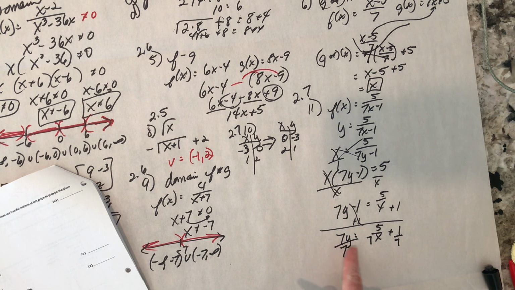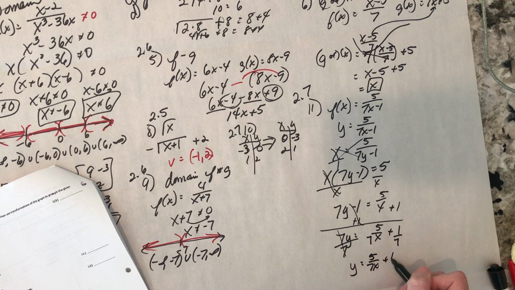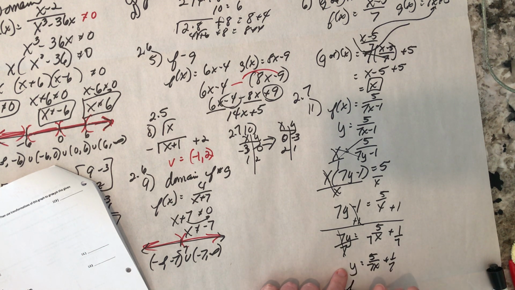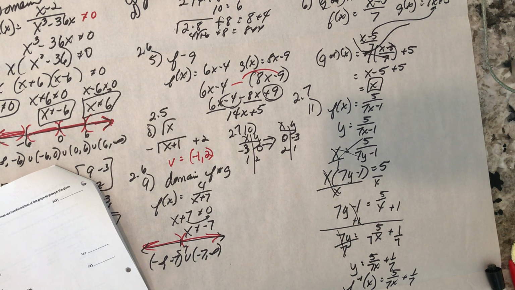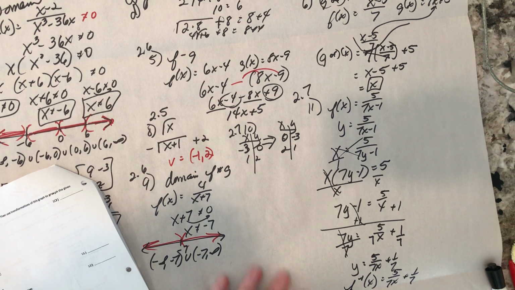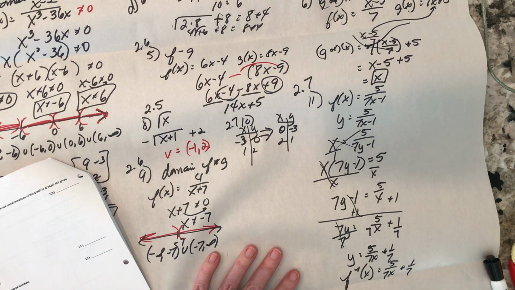When I'm dividing this side by 7, I just let the 7 join in the denominator. And then this one was just a 1. So we get y equals 5 over 7x plus 1 over 7. And then the final step to making it an inverse is to call this f of negative 1 of x. And there we go. Yeah, you can see that.